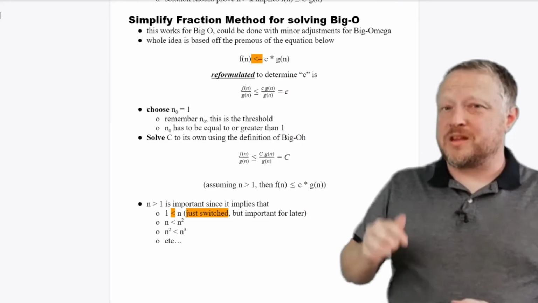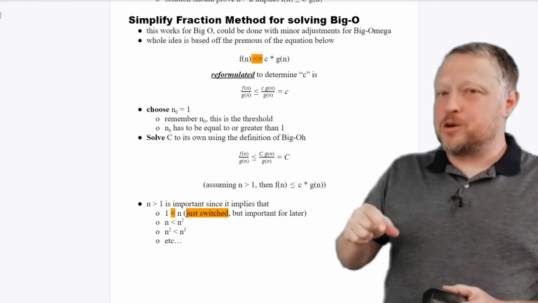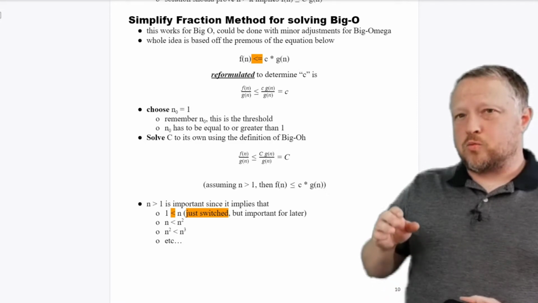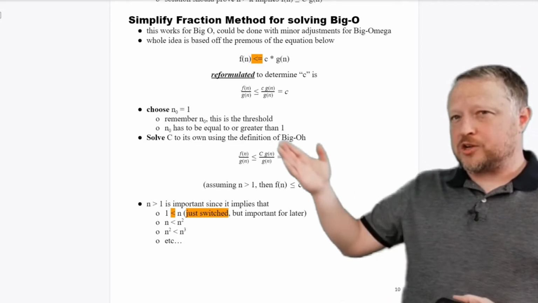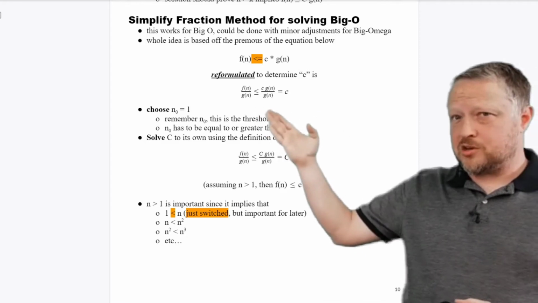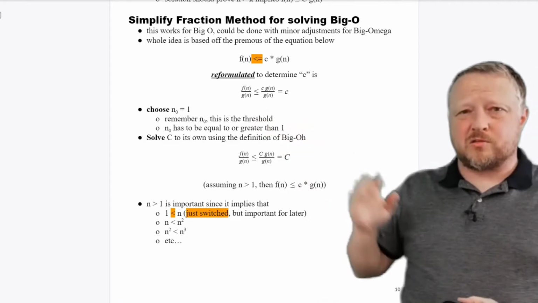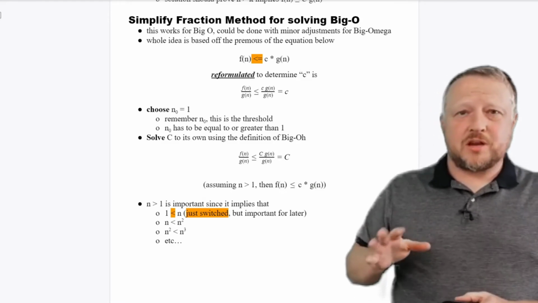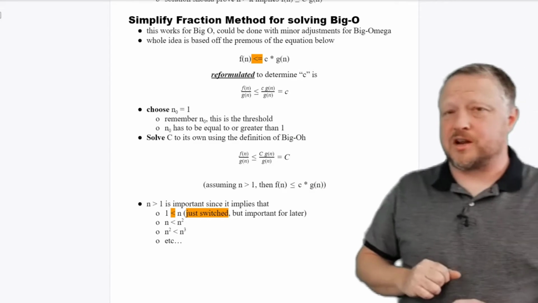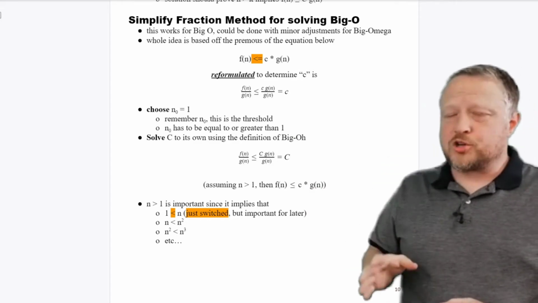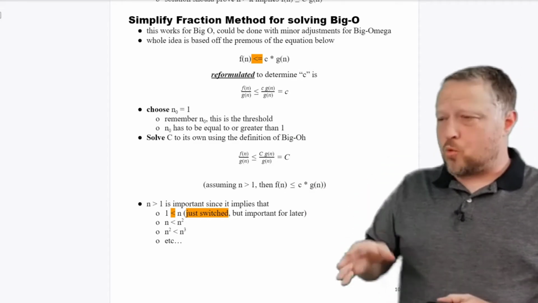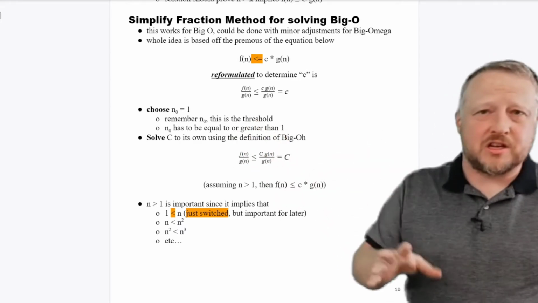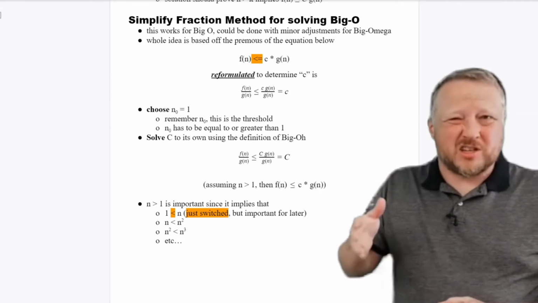f of n can be less than or equal to our constant times our g of n. Now, when we reformulate that, to determine c, it's just kind of jury-rigged on figuring out how we can get c by itself. For our threshold, or n naught, we're going to go ahead and determine it as 1. Remember, 1 is that first piece of data, and then it starts acting normally. That's what we're going to use by default for a threshold, and it makes sense to at least start at 1.